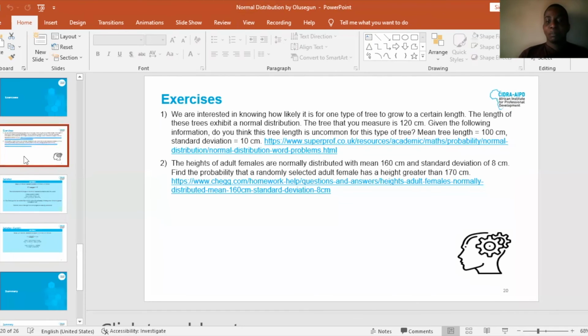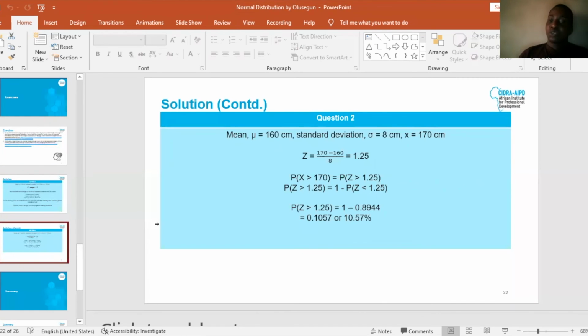We find here that the mean is 160 centimeters and the standard deviation is 8. And as I said, we want to find the probability that a randomly selected adult female has a height greater than 170 centimeters. In this case, x is 170. So we compute the z-score again. The z-score at 170 centimeters is 170 minus 160, which is the mean, divided by the standard deviation of 8, which gives us a z-score of 1.25.